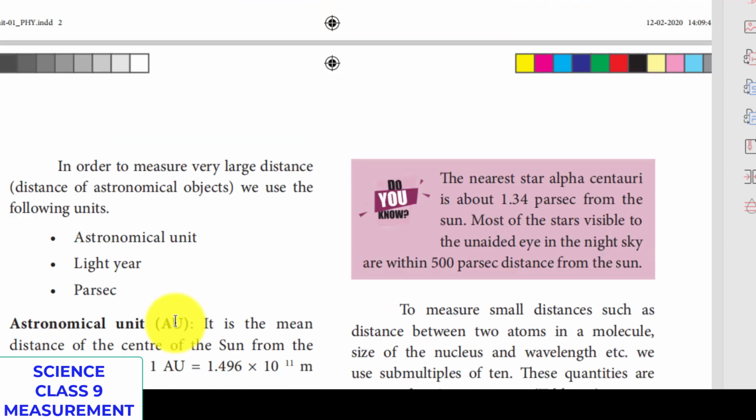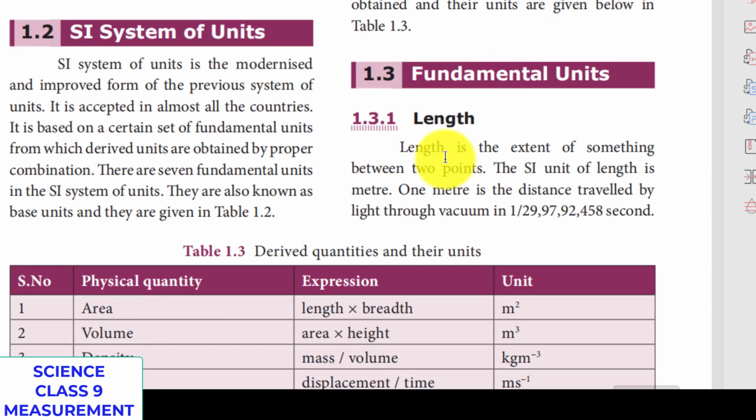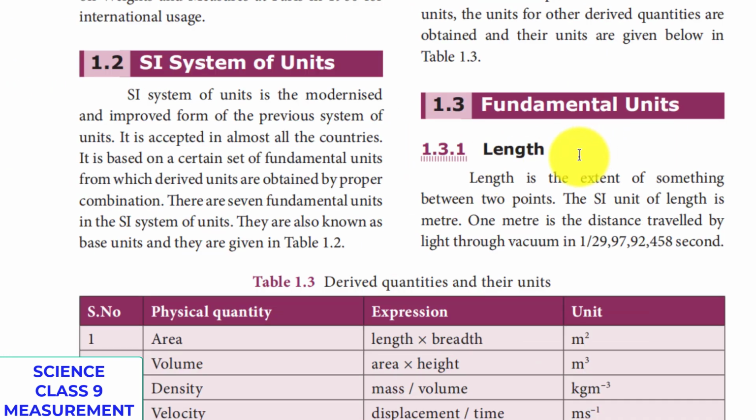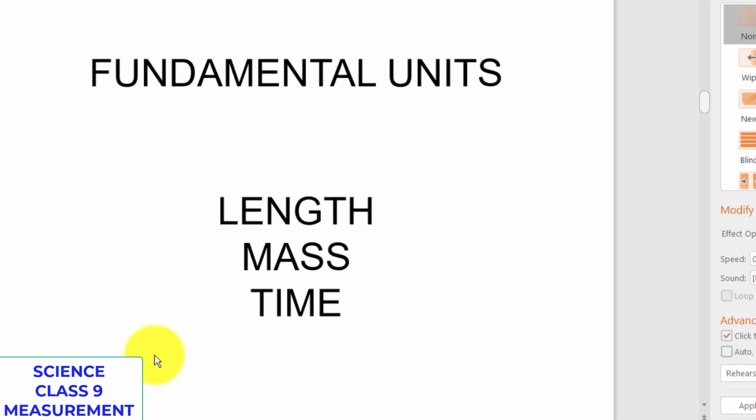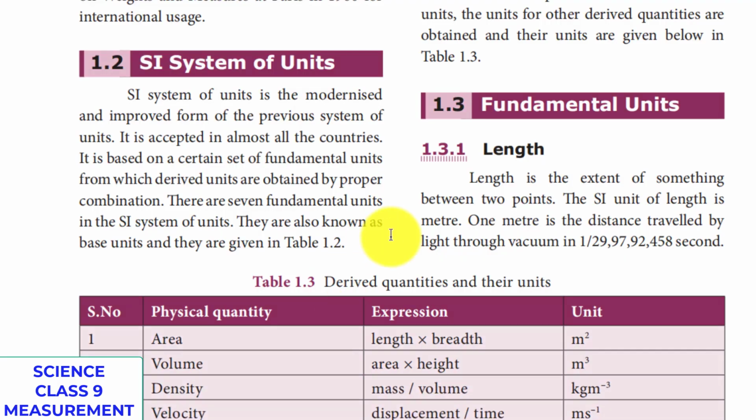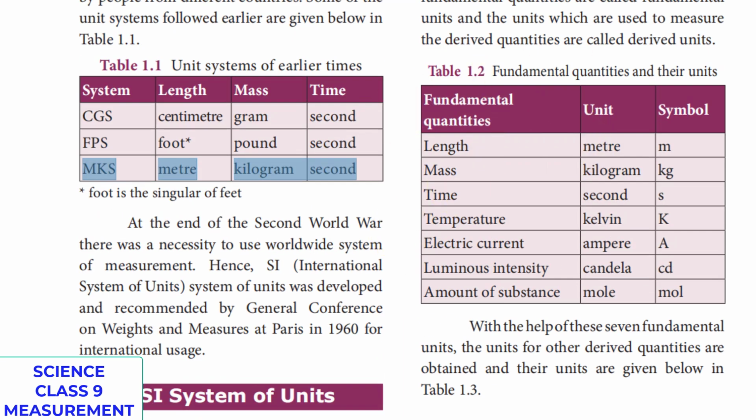Okay, with this basic, let us enter into the fundamental units. What are the fundamental units? Length, mass and time. These three are called fundamental units. Okay. Some more fundamental units are there, as we have seen in the tabular column. See in this tabular column. These are also the fundamental units, fundamental quantities.